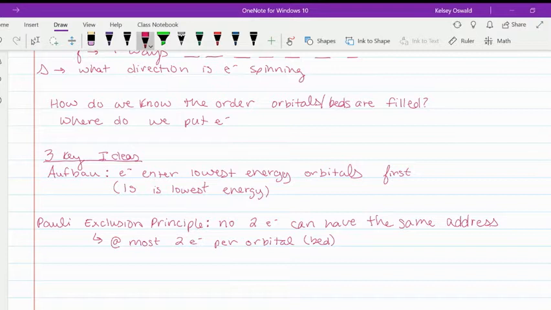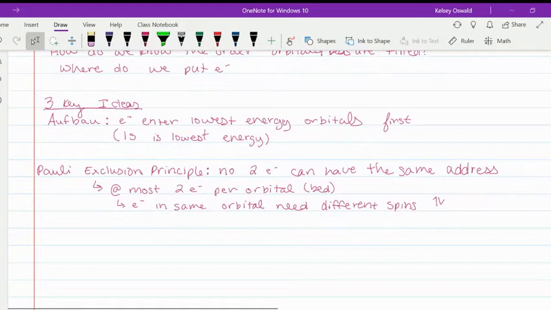Okay? And if we have 2 electrons in the same bed, they need to have different spins. So one will have to be spinning clockwise, and one will have to be spinning counterclockwise. Okay? Everything about our bed analogy, we're basically going to be sleeping head to feet. And our last key idea here is going to be Hund's rule.